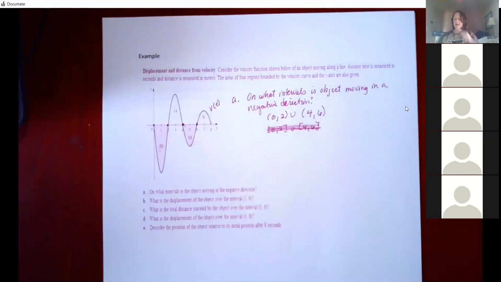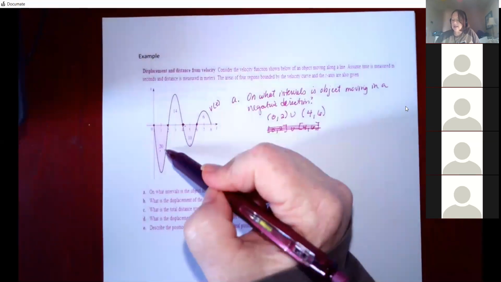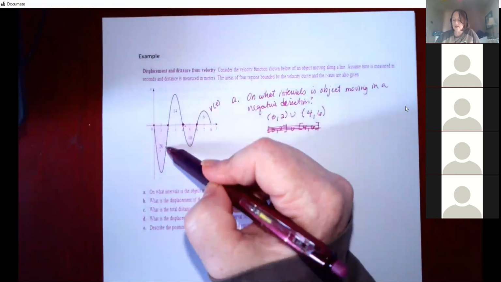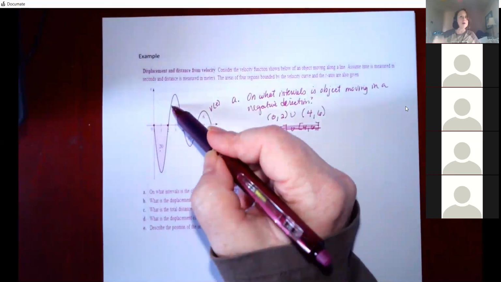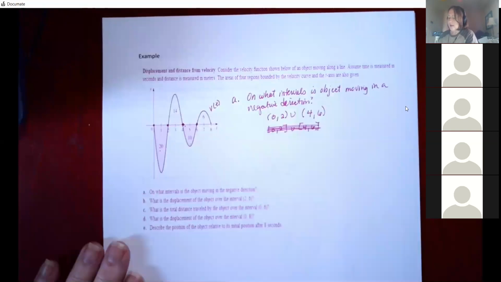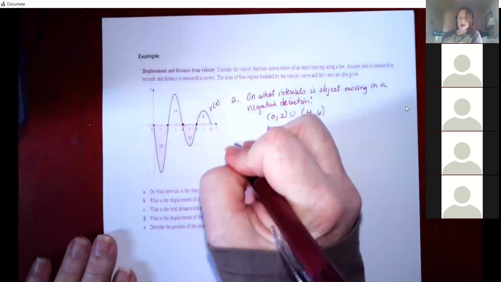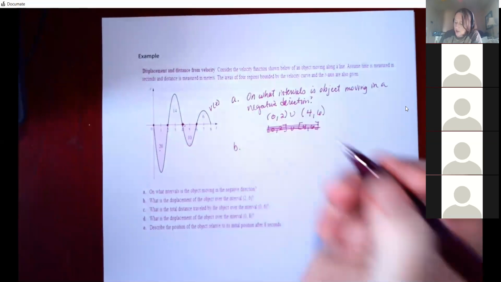So specifically in this particular case, our velocity is changing from negative to positive, say at t equals 2. So we're going to the left for a while, and then when we hit t equals 2, we turn around and go to the right, or down versus up, depending. Okay. Is everybody okay so far? Yes. All right. So next question is, what is the displacement of the object over the interval from 2 to 6?